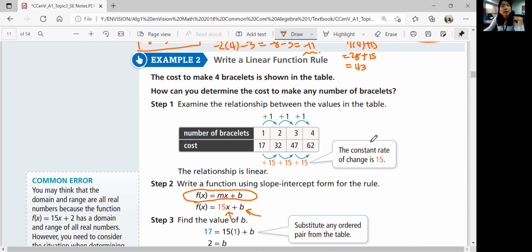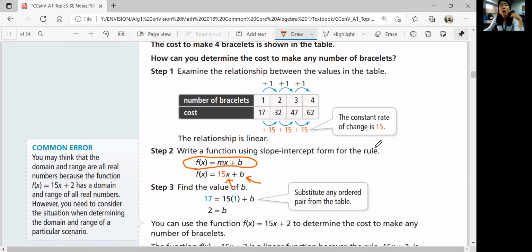Step 3, find the value of b. What is your y-intercept? What is your cost when the number of bracelets is 0? You can substitute any ordered pair, which could be (1, 17), (2, 32), (3, 47), (4, 62). Just pick any point. Usually, the smaller the number is, the easier it is to calculate. So pick (1, 17) and solve for b. b is 2. So if the number of bracelets is 0, the cost is still $2.